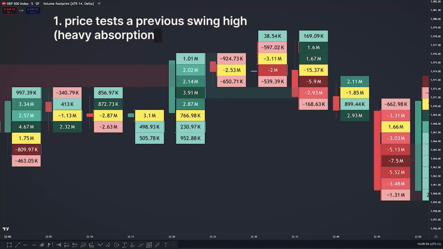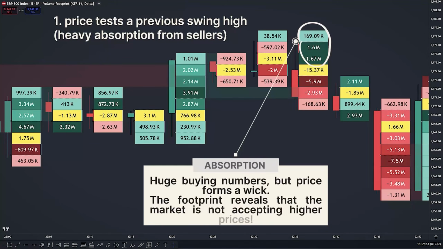Or suppose price tests a previous swing high. Now you see heavy absorption from sellers at that high. Price tries to break but cannot hold above that level. The footprint reveals that the market is not accepting higher prices. A normal chart might just show a candle that poked above and came back below, but the footprint confirms that big sellers were standing in the way. That can hint at a false breakout or a potential reversal if it keeps happening.